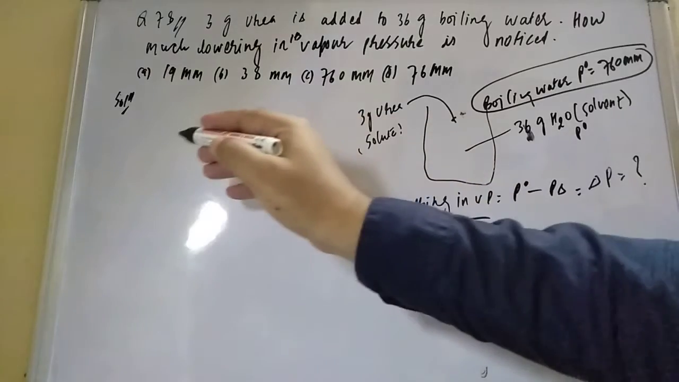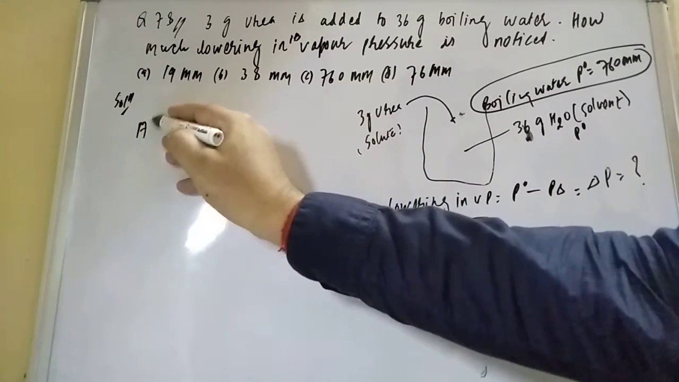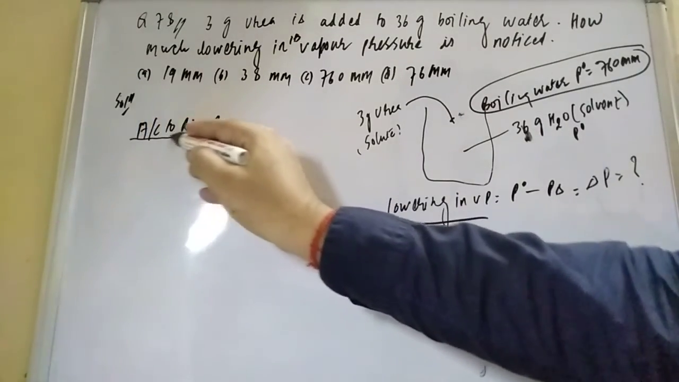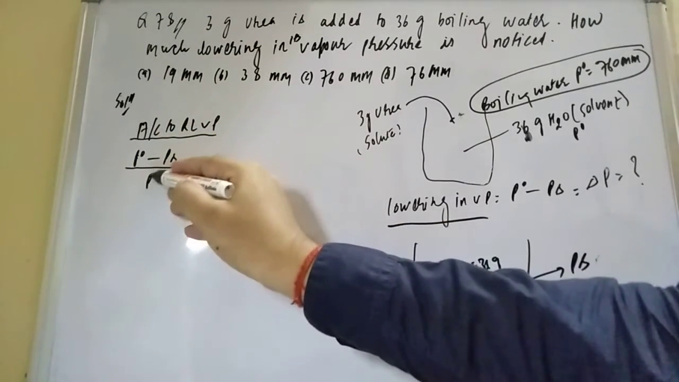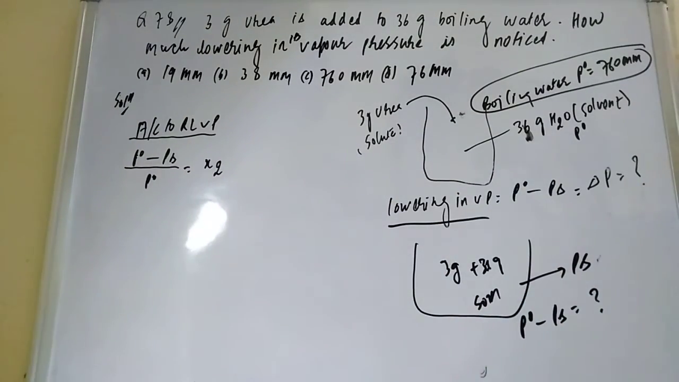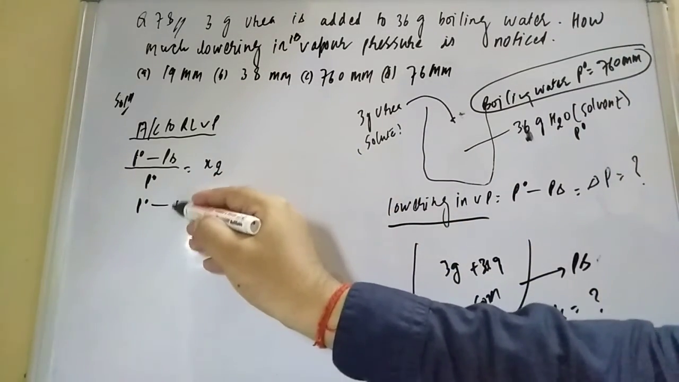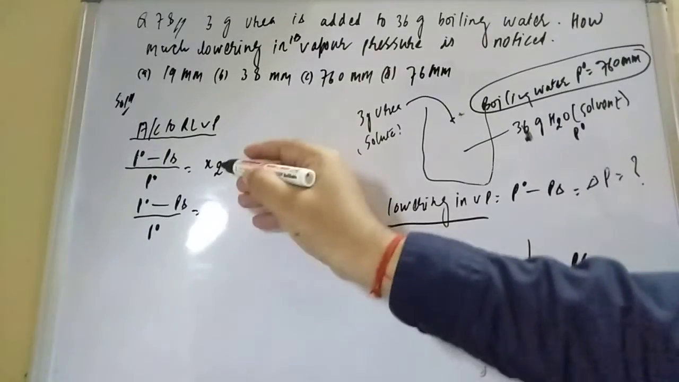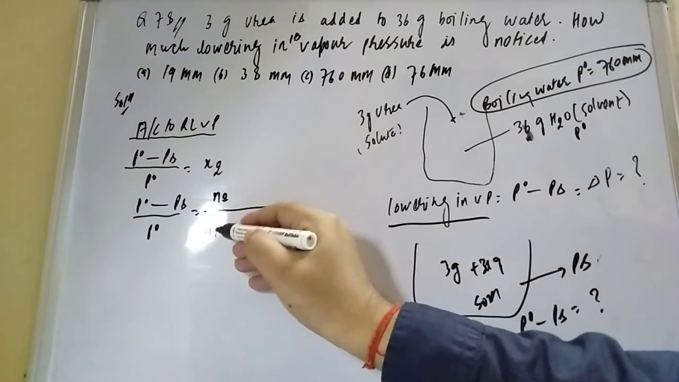So when we solve this problem, according to RLVP, (P naught minus Ps) upon P naught equals X2. Again you simplify this because we need the mole fraction here. So (P naught minus Ps) upon P naught equals the mole fraction, number of moles of solute, so N2 divided by N1 plus N2.